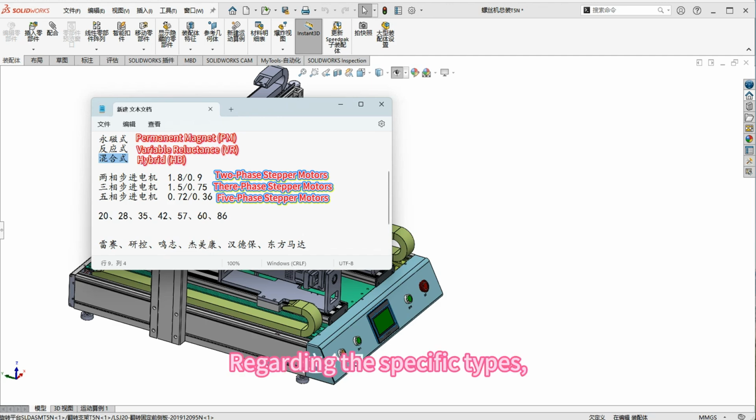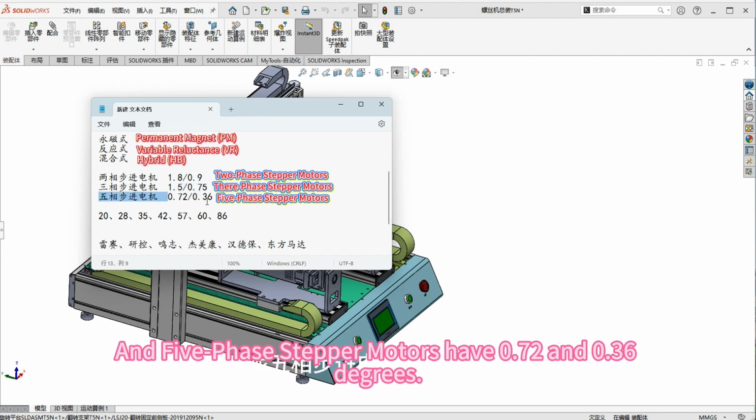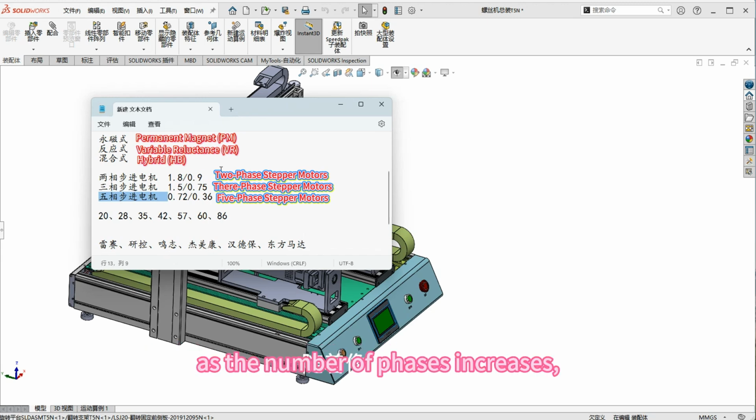Regarding the specific types, generally, there are three common ones. First, two-phase stepper motors. Two-phase stepper motors have step angles like 1.8 degrees or 0.9 degrees. Three-phase have 1.5 or 0.75 degrees. And five-phase stepper motors have 0.72 and 0.36 degrees. Here we can see that, as the number of phases increases, the stepper motor's step angle decreases and its accuracy improves. Therefore, for many common applications, like small conveyor lines driven by stepper motors, we typically choose two-phase steppers.